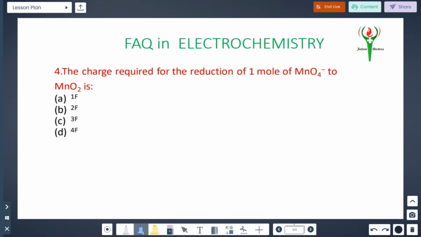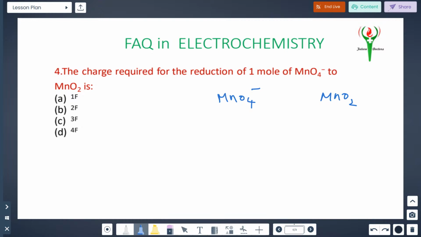Now see, if any equation or any electron is given, we can say number of electrons is equal to Faraday. But here no equation is given. So I'm giving one shortcut method to find out. You take this, MnO4-. It is going to become MnO2.